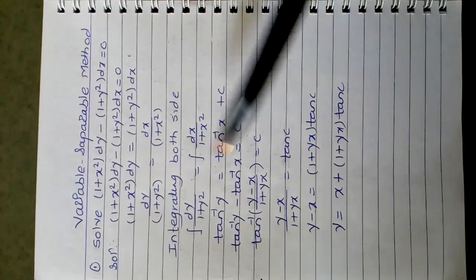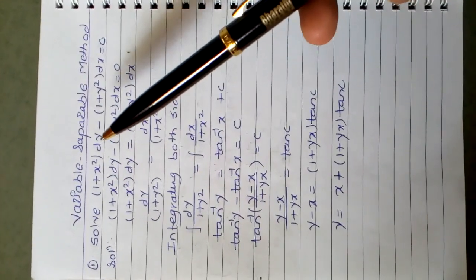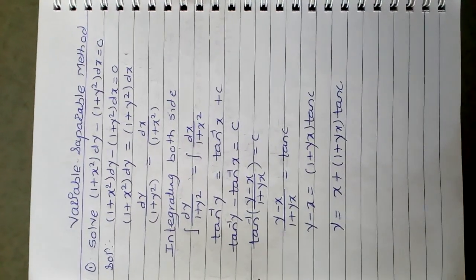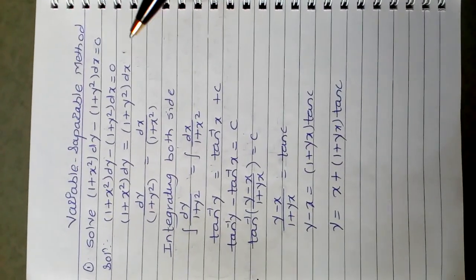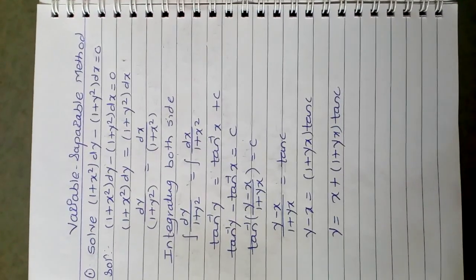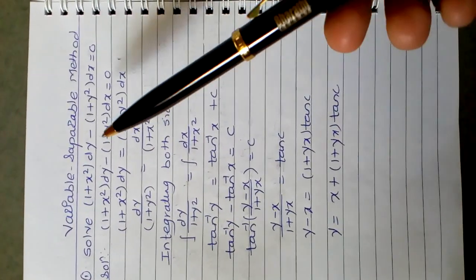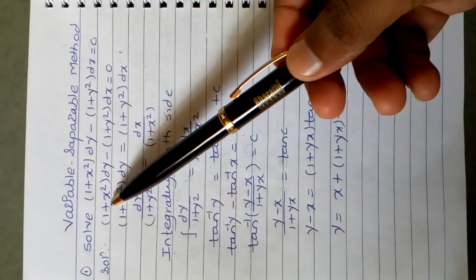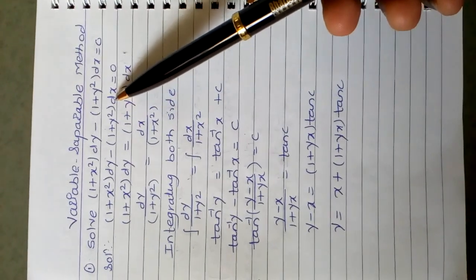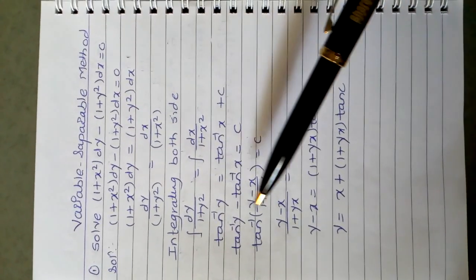Let us see what the method is. First we have to convert dx and dy to both sides of the equation. Then we have to convert all the terms of x to dx and all the terms of y to dy. Let us see how to solve this equation. (1 + x²) multiplied by dy minus (1 + y²) multiplied by dx equals 0. It is the equation.